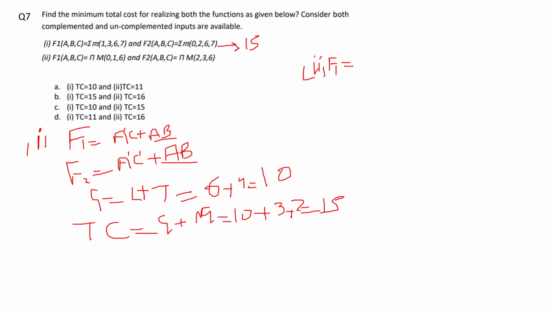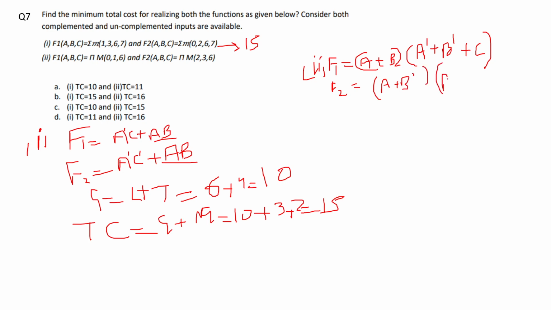Now for part 2, f1. After the minimization, f1 is equal to a plus b complement, and a complement plus b complement plus c, and f2 is a plus b complement and a complement plus b complement plus c.